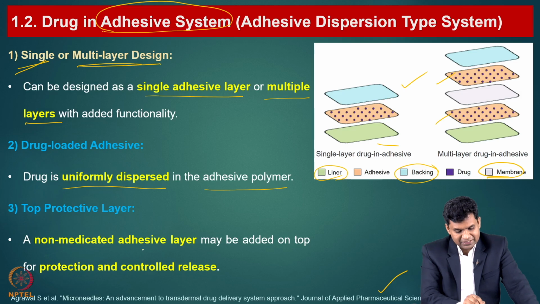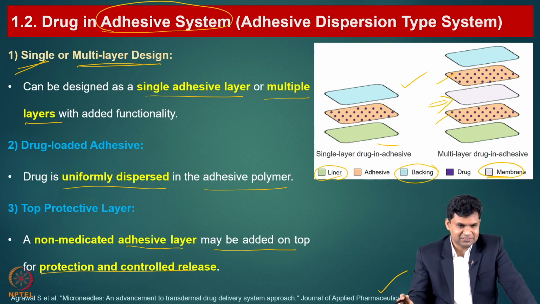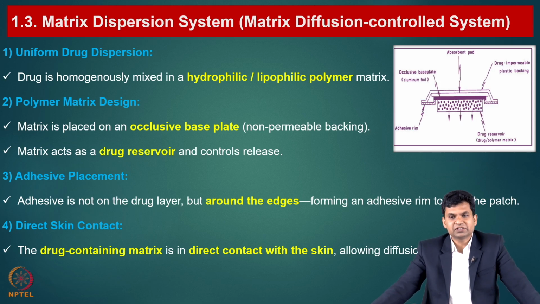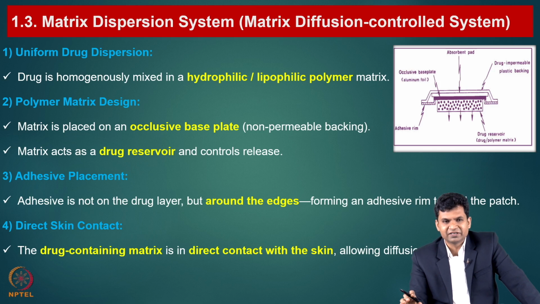A non-medicated adhesive layer may be added on top, that we have seen here, for protection and for controlled release. And the third system is the matrix dispersion system, or you can say matrix diffusion control system. These are interchangeable terms. Now you can see that these arrangements, or the components, are arranged completely differently compared with the previous two systems.